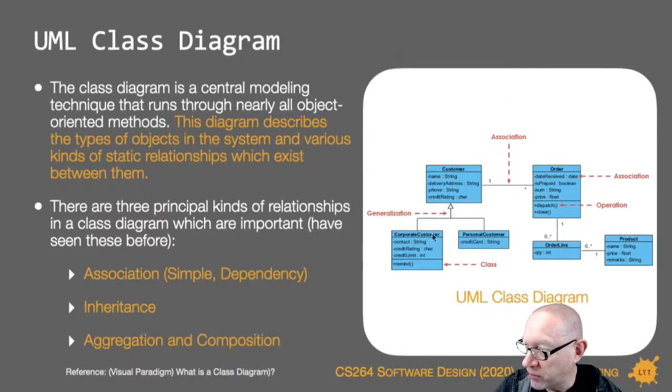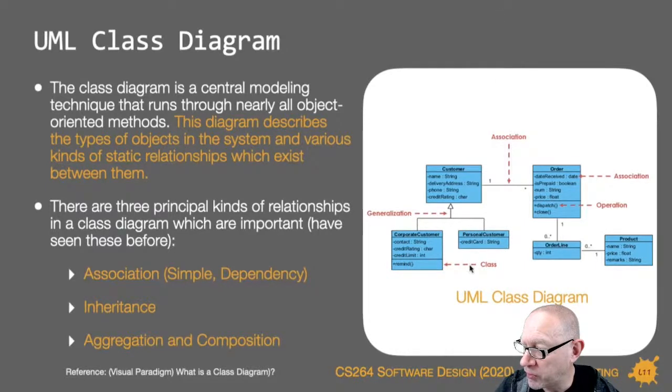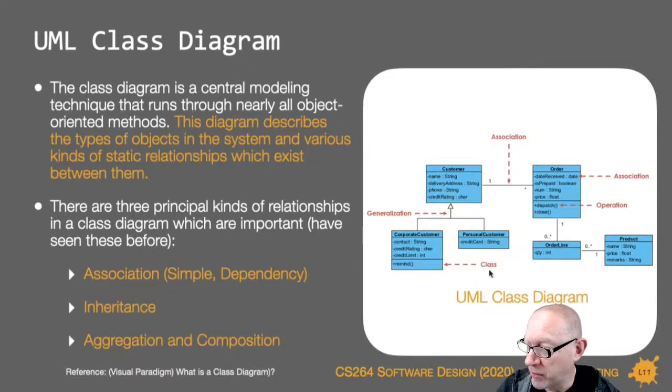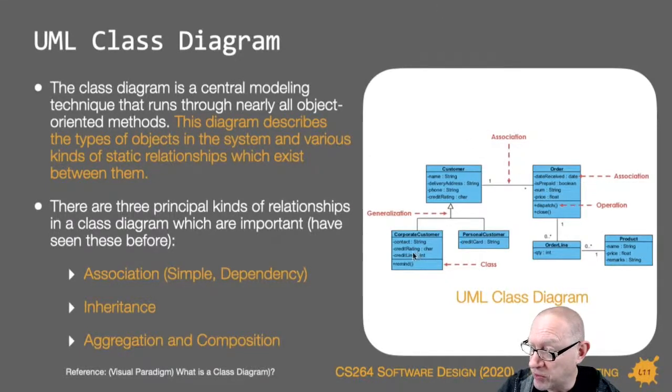So we have classes here that are represented. For example, we have a customer class, and we have a corporate customer class and a personal customer class, which both inherit from the customer class, and we have a number of augmentations here as well. So we have name, delivery, phone, credit rating, for example, which are private members here, and we have some additional private members here, and we have a personal customer, which has a different augmentation here, a specialization to customer.